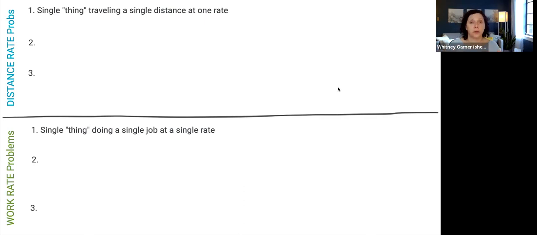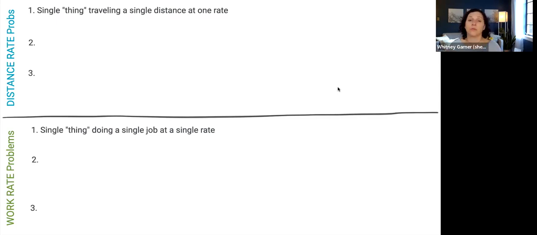We use those fundamental formulas when we talk about a single character, a single actor, a single thing, a train, a car, a bus, a person, traveling a single whole distance. There's no starting and stopping. There's no changing of speeds. It's like the person leaves point A and is going to go to point B.